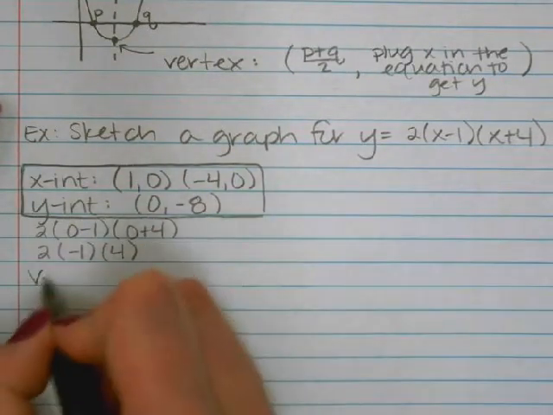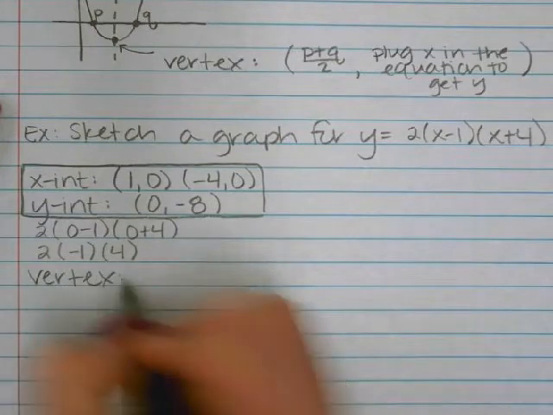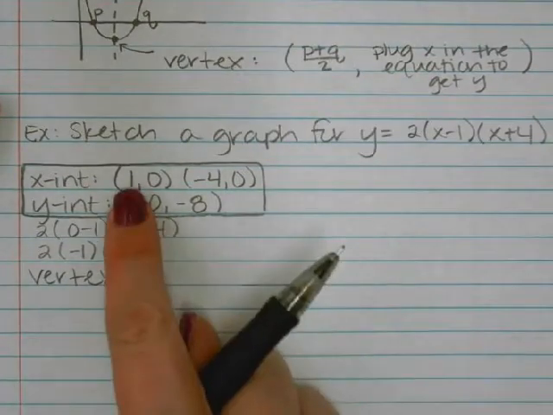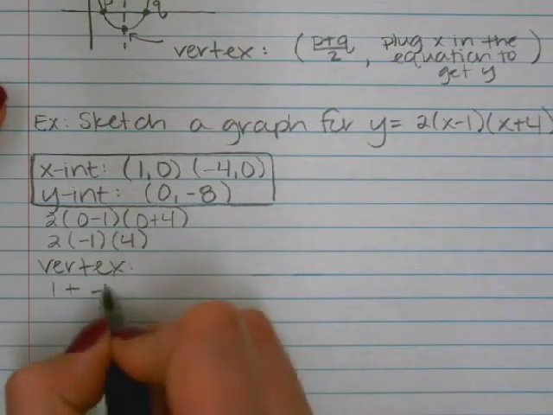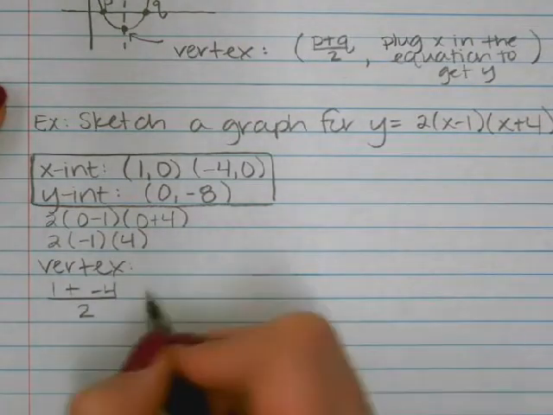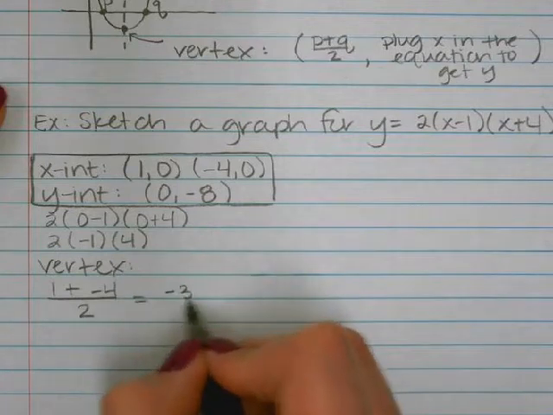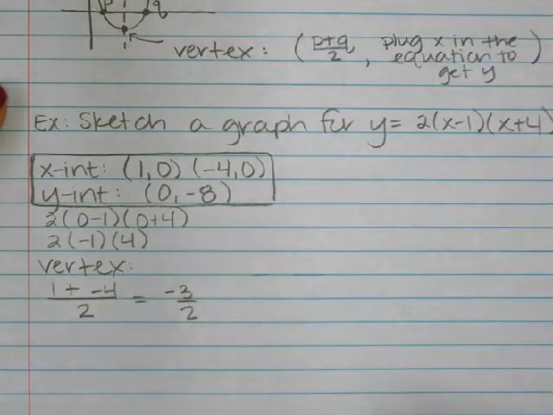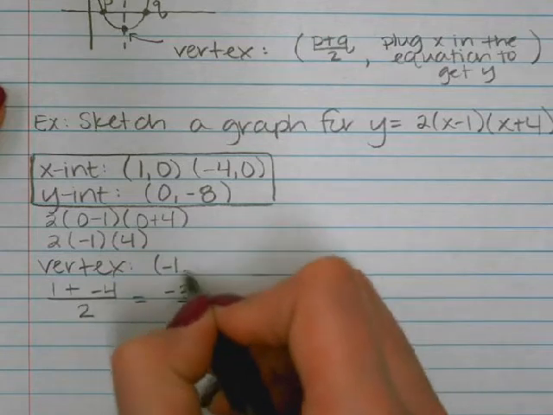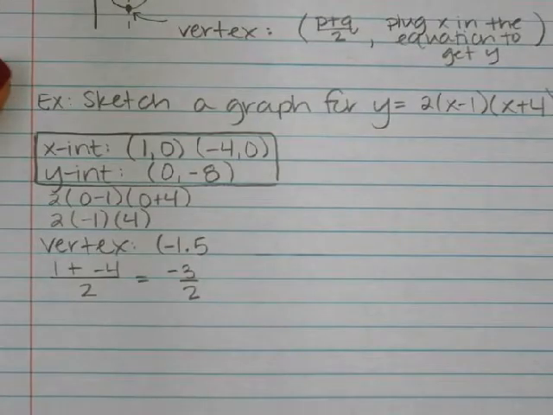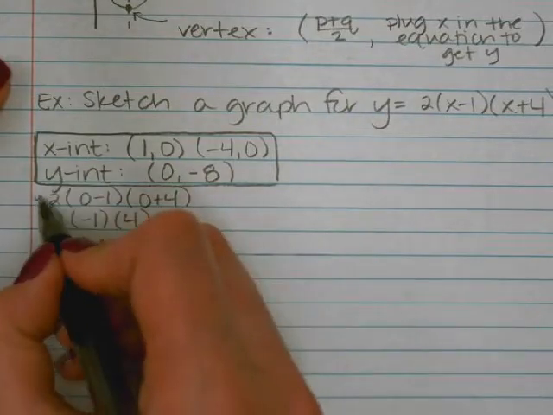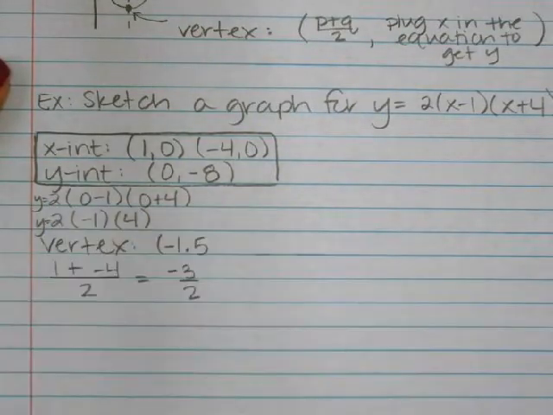We also want to find our vertex. And so to do that, we're going to take these 2 x-intercepts and divide them by 2. So I've got 1 plus -4 divided by 2. And that gives me -3 over 2, which is the same as -1.5. And then for me to find the y-coordinate of my vertex, I'm going to go ahead and put y equals right there so I don't forget what I did.